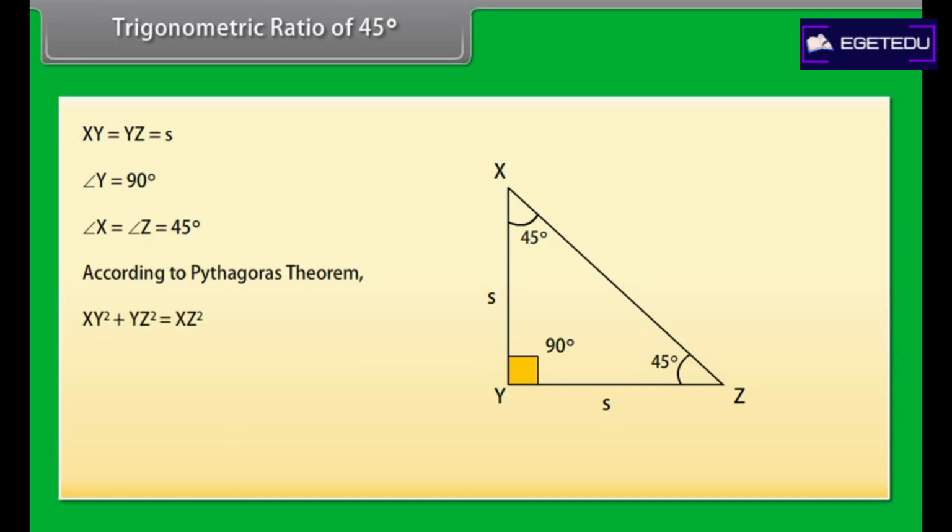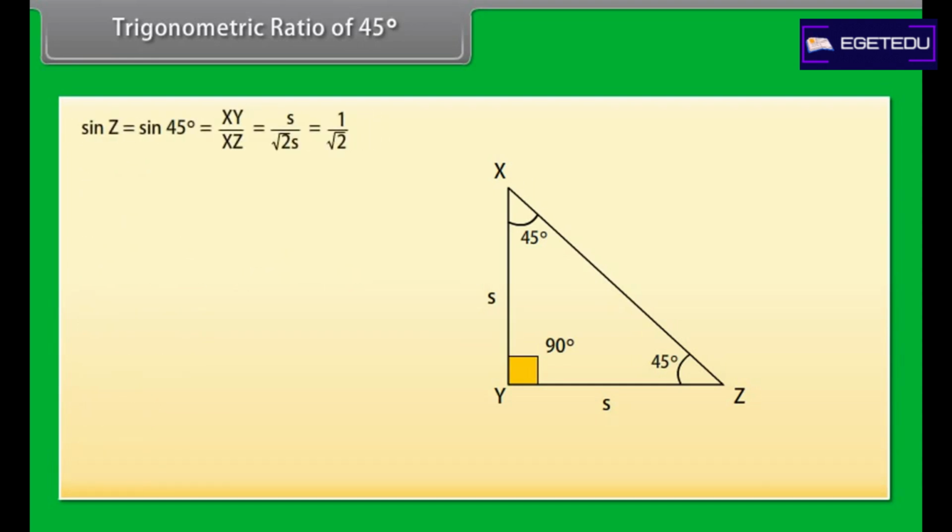Trigonometric ratio of 45 degrees. Consider the right-angled isosceles triangle XYZ. XY is equal to YZ, which equals s. Angle Y is equal to 90 degrees. Angle X is equal to angle Z, which is 45 degrees. According to Pythagoras' theorem, XY square plus YZ square is equal to XZ square. By substituting the values, we get s square plus s square is equal to XZ square. XZ square is equal to 2 s square, which is XZ is equal to square root 2 s.